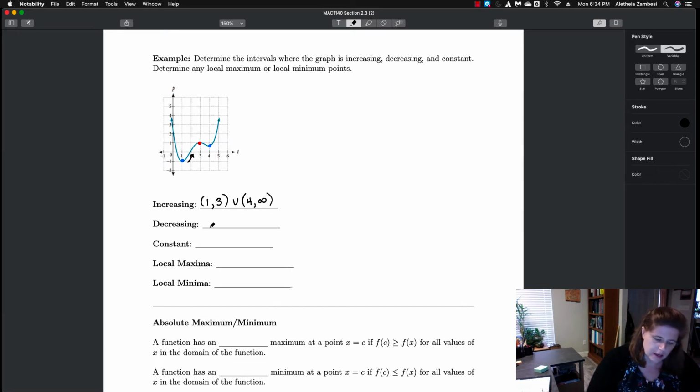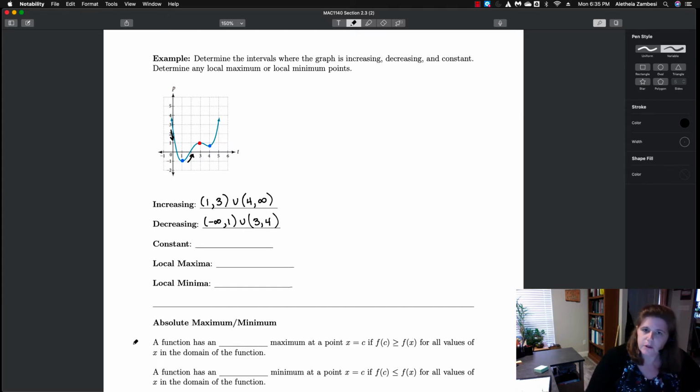Now looking at our decreasing parts, it decreases as we enter the graph. I have an arrow, so negative infinity, stops at 1, and then it decreases again in that little spot from 3 to 4.